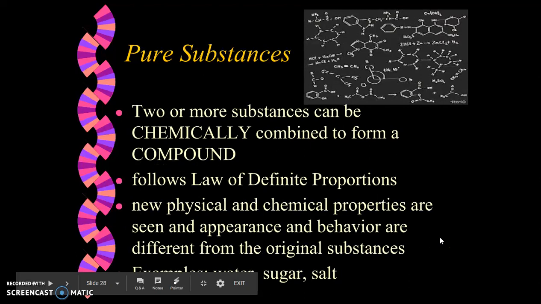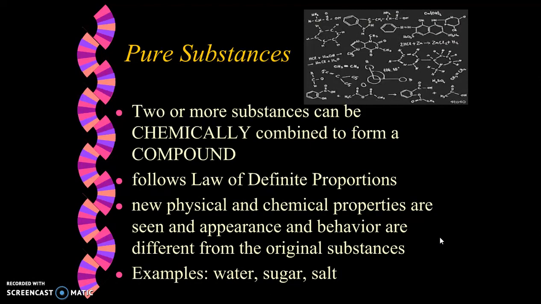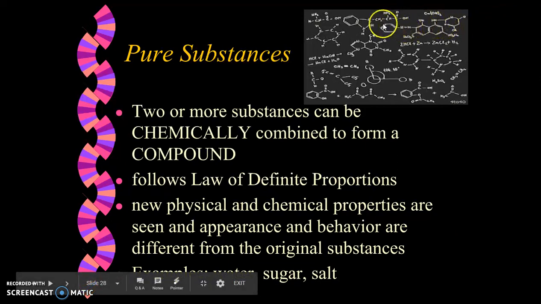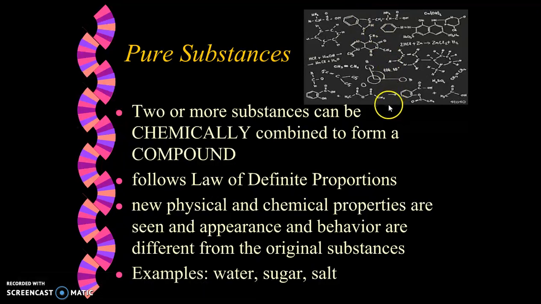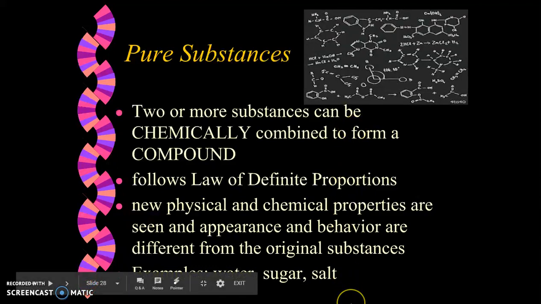I can take those elements and I can combine them together chemically and form a compound. Here is showing you some pictures of some chemical bonds. When you're working with mixtures, you're just physically putting things together. But if I chemically combine them together, then I have a compound. Follows the law of definite proportions. That's why we can write a formula for it. Water is always H2O. It's never H2O2 or H3O or H4O. Water is always H2O, that definite proportion.